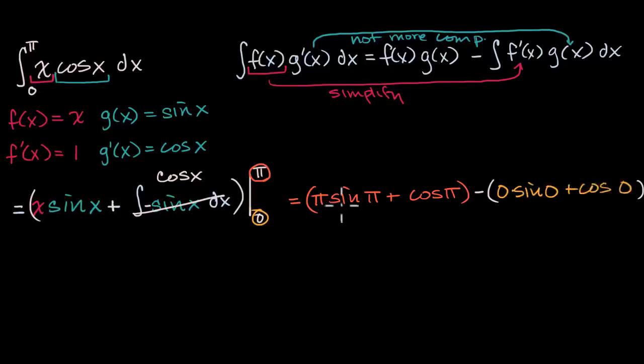So let's see. Sine of pi is just 0, so this is just going to cancel out. Cosine of pi, that is -1. And then this is 0. And then cosine of 0, that is 1. So you have -1 minus 1. So this all gets us to -2. And we are done. Using integration by parts, we were able to evaluate this definite integral.